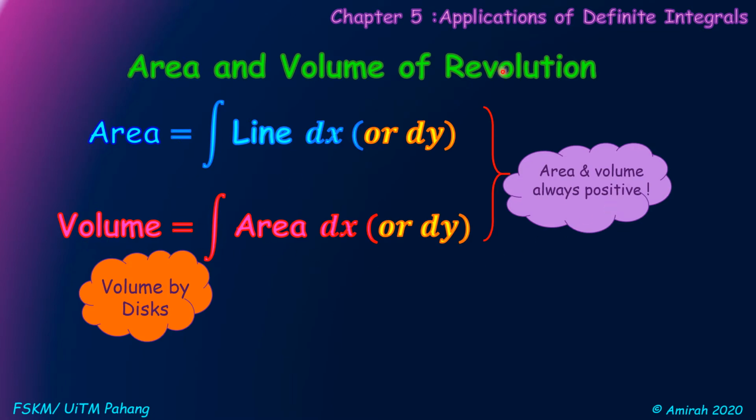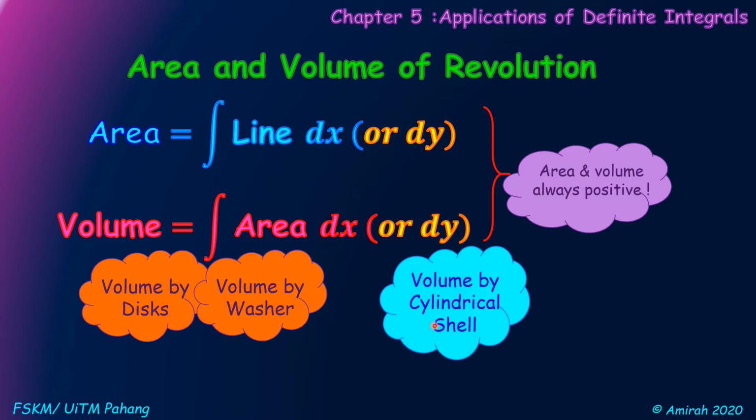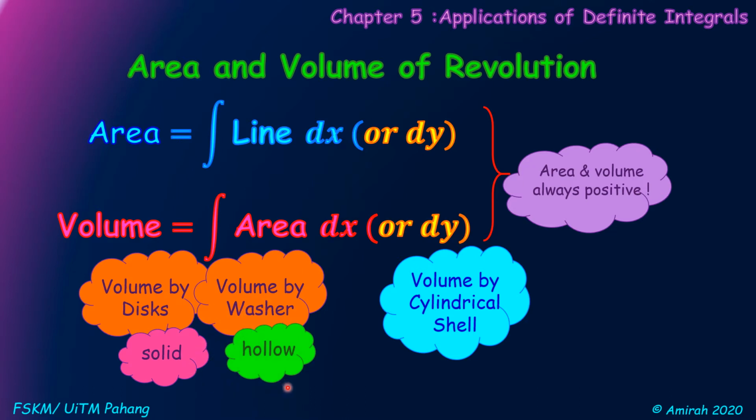Under volume of revolution, we have three topics. The first one is volume by disc. The second one is volume by washer. And the third one is volume by cylindrical shell. We use volume by disc to find the volume of the solid object. We use volume by washer to find the volume of the hollow object. And we use volume by cylindrical shell to find the solid object and the hollow object.